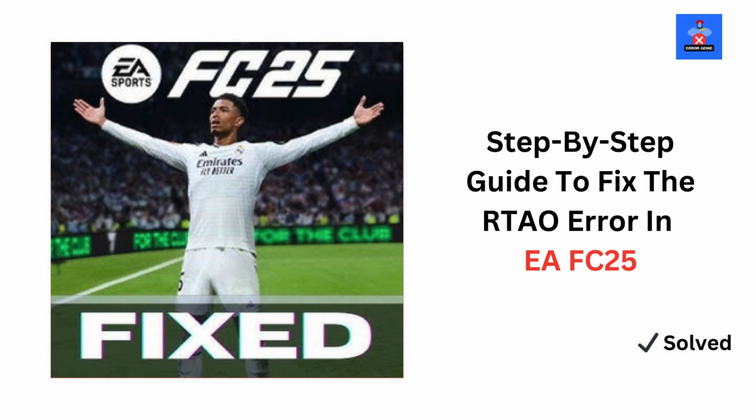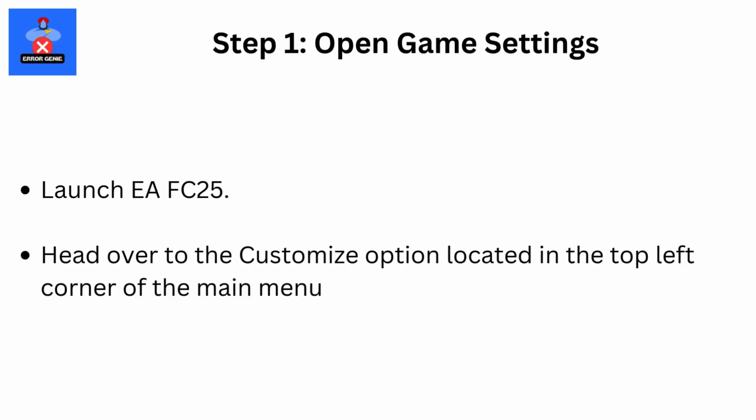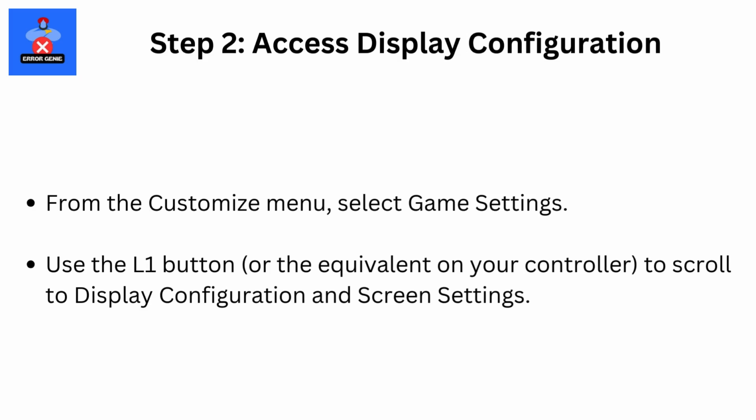Step-by-step guide to fix the RTAO error in EA FC25. Step 1. Open Game Settings. Launch EA FC25. Head over to the Customize option located in the top left corner of the main menu. Step 2. Access Display Configuration. From the Customize menu, select Game Settings. Use the L1 button or the equivalent on your controller to scroll to Display Configuration and Screen Settings.